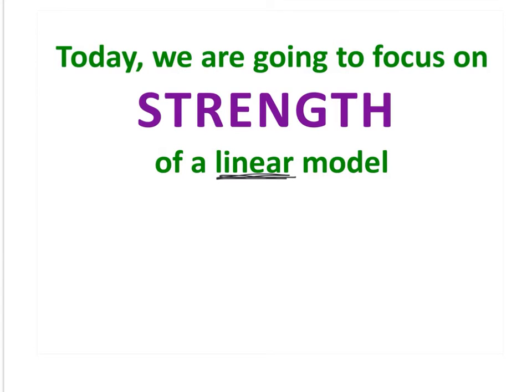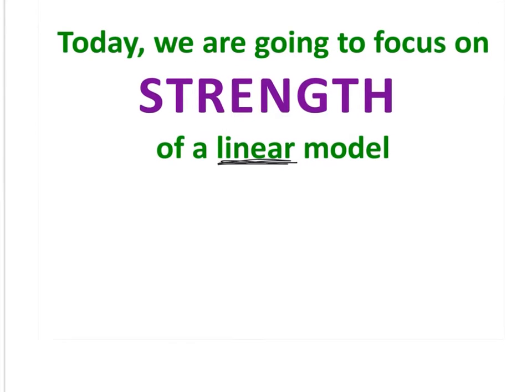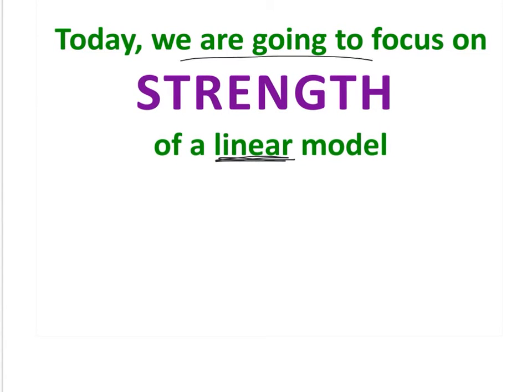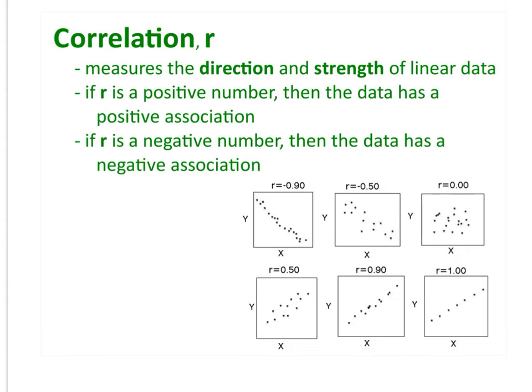So today we are going to focus on the strength of a linear model, the S in FODS. Correlation is the fancy word that we use to describe strength. Correlation is notated by an R. So if you see R equals, that's referring to the correlation.